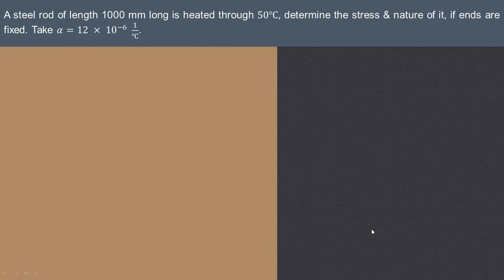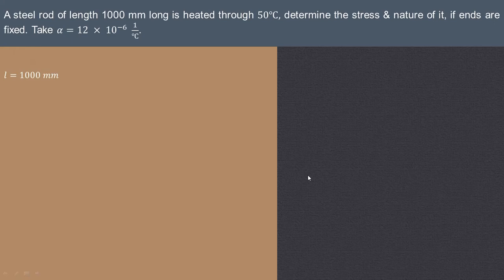Now suppose we have a steel rod of length 1000 mm and it is heated through 50 degrees centigrade, and we have to find out the stress and its nature if the ends are fixed. Take alpha equal to 12 into 10 raised to minus 6 per degree centigrade. You can find out the answer for this. Let us see the steps.